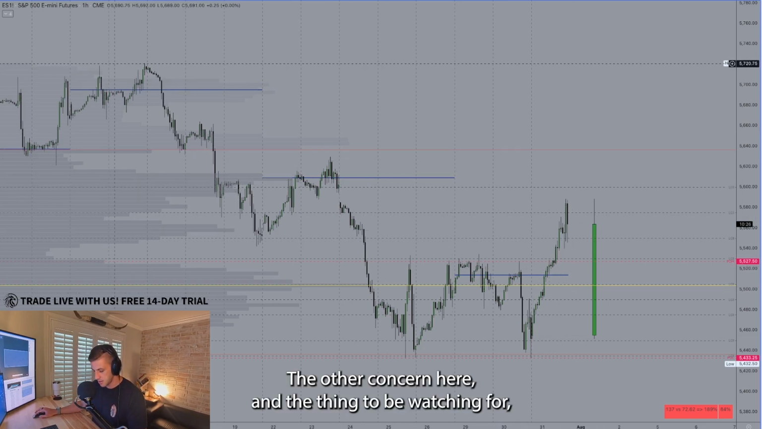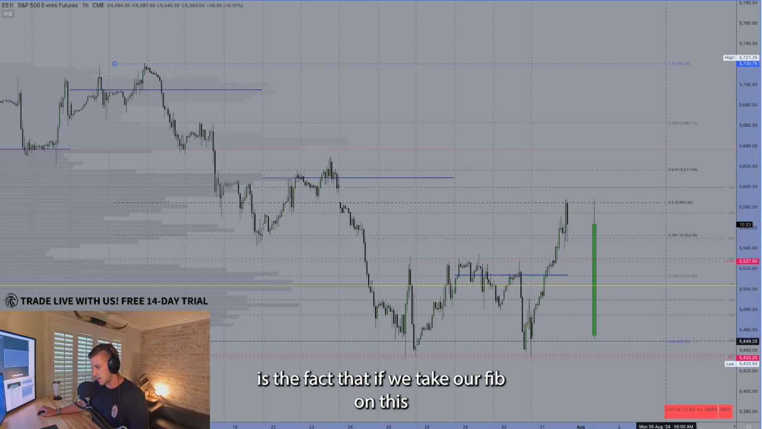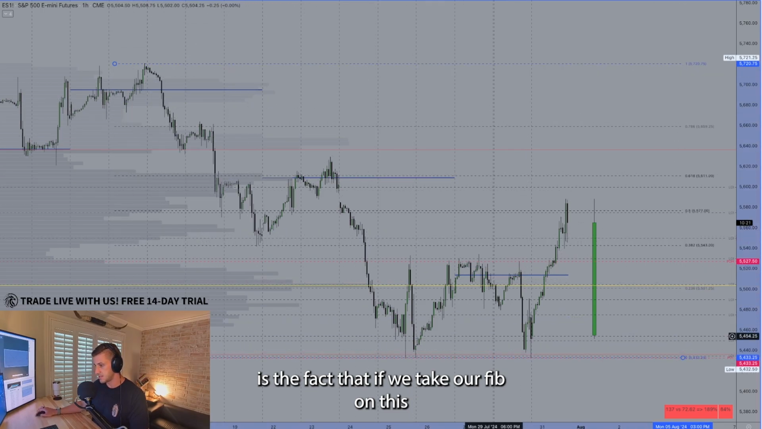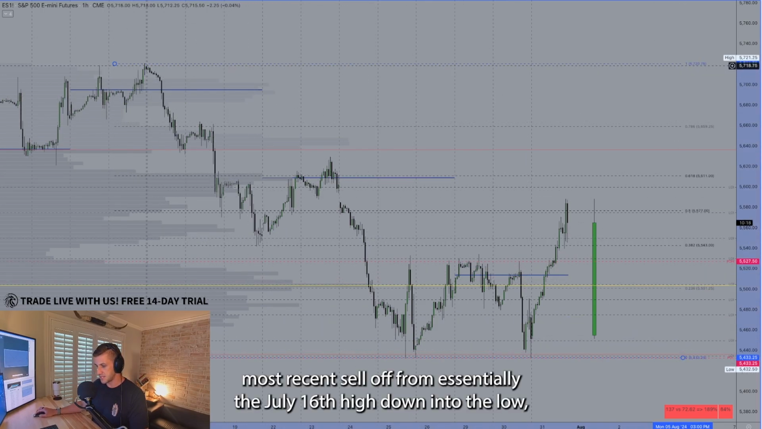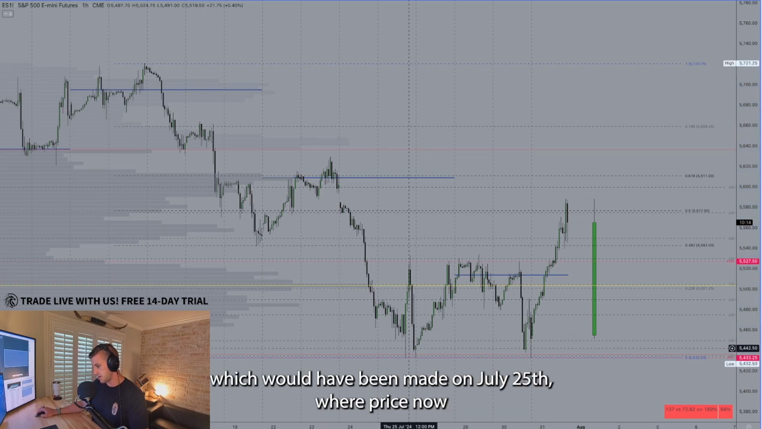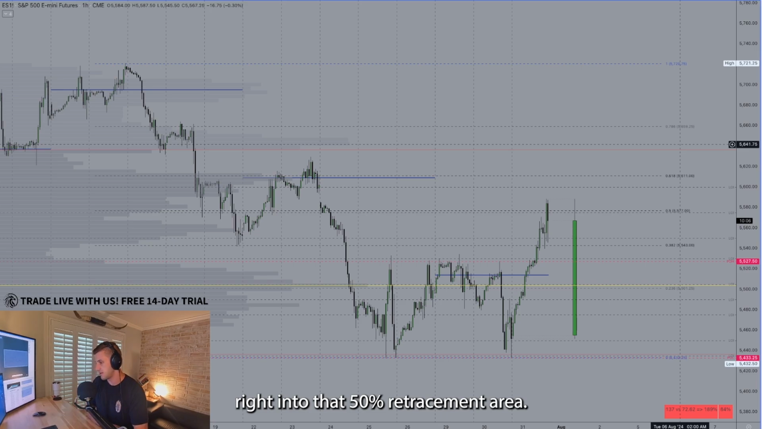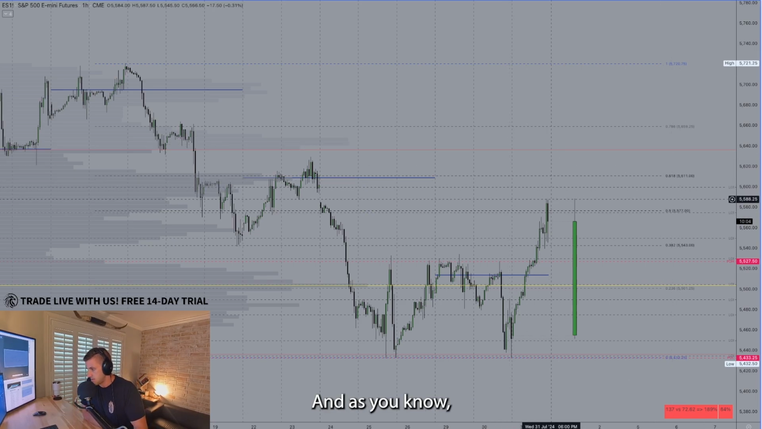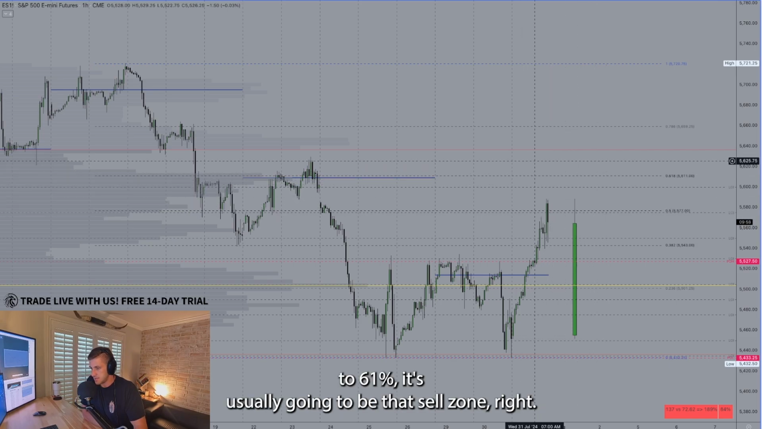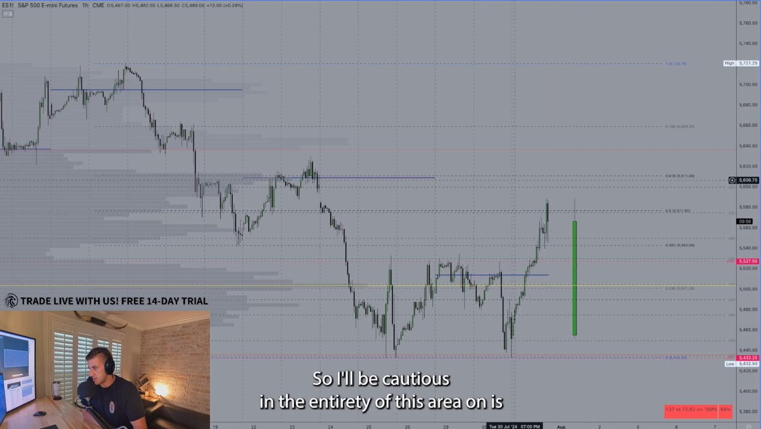Buyers definitely showing their strength. The other concern here and the thing to be watching for is the fact that if we take our fib on this most recent sell-off from essentially the July 16th high down into the low, which would have been made on July 25th, where is price now? Take a look at the fib, right into that 50% retracement area. And as you know, or you should know, that 50 to 61% is usually going to be that sell zone, right? So I'll be cautious in the entirety of this area on ES.